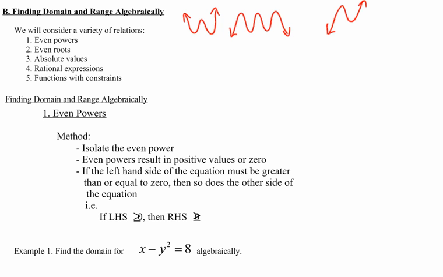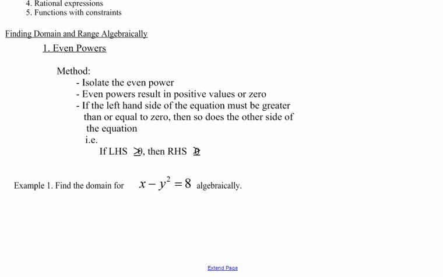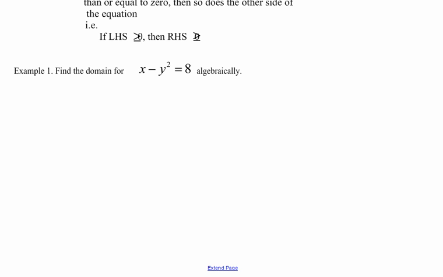So let's talk about even powers. So isolate the even power. Even powers result in positive values or 0. If the left-hand side of the equation must be greater than or equal to 0, then so does the right-hand side. So let me explain what I'm saying. In this problem, what we want to do is isolate the even power. So who's our even power? Y squared. So let's get y squared by itself. I'll start by subtracting x, and then divide by negative 1.